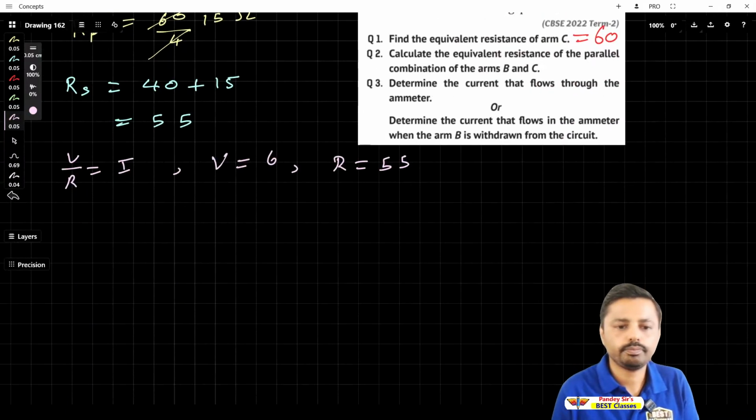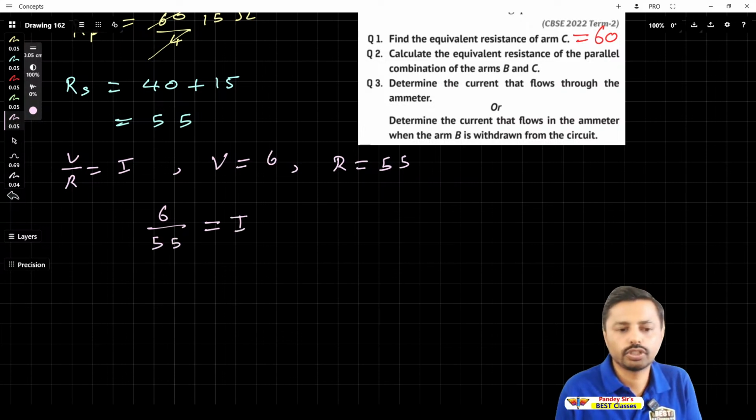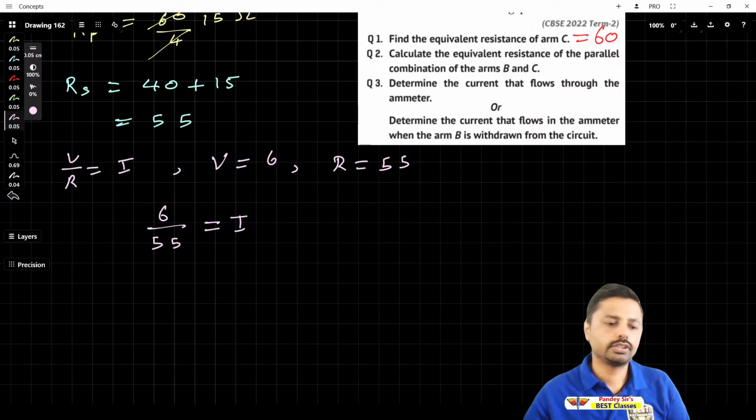Now V has been given as 6 and R we just now found 55. So 6 by 55 equal to the total current. That's your answer. Let's try to simplify it. It will be 6 by 55, which should be very small, smaller than 0.